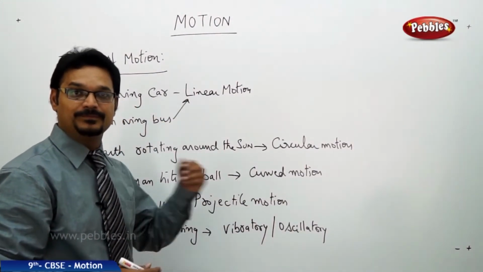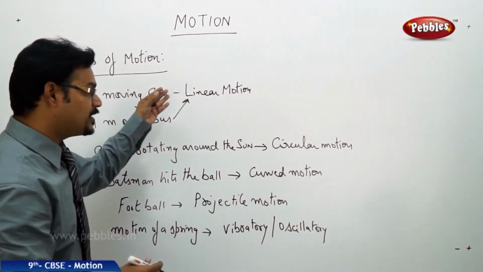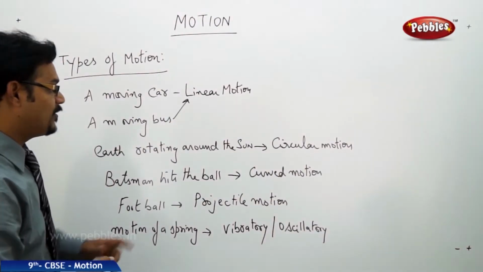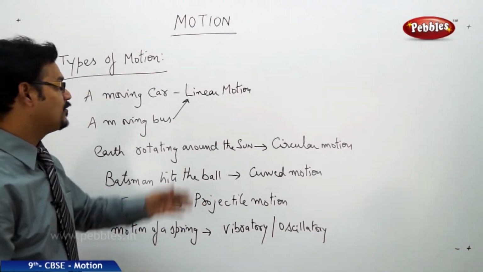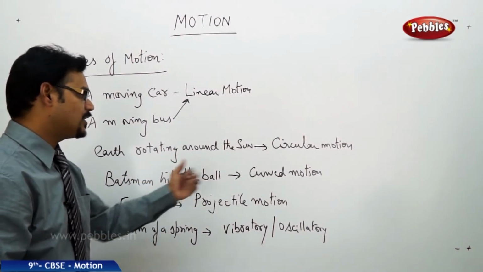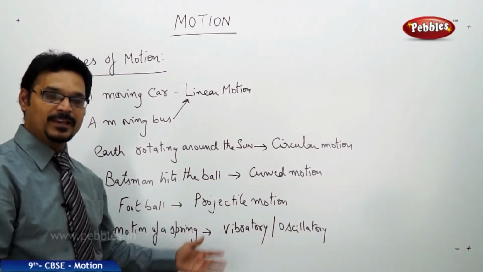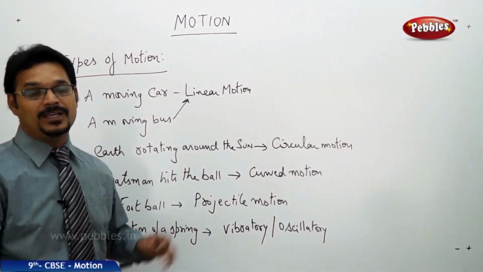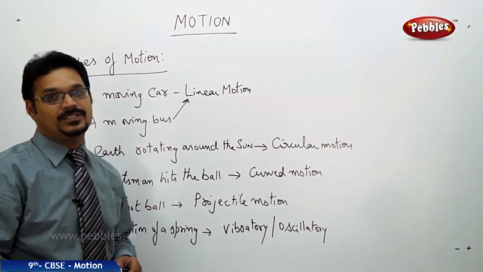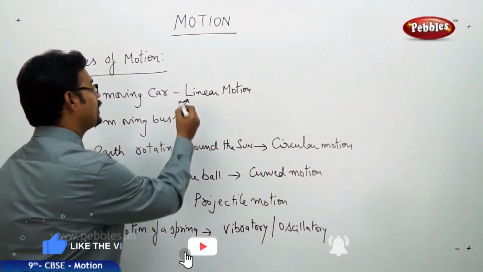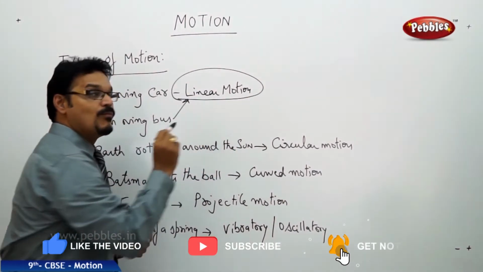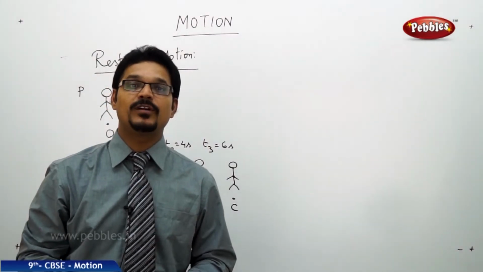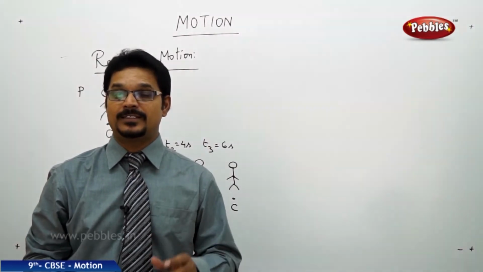motion of a pendulum. So once you check all these examples, you get to know that we are not having one type of motion. We have linear motion, circular motion, curved motion, projectile motion, vibratory or oscillatory motions, etc. Different types of motions we have. But in this chapter, our focus is on linear motion.